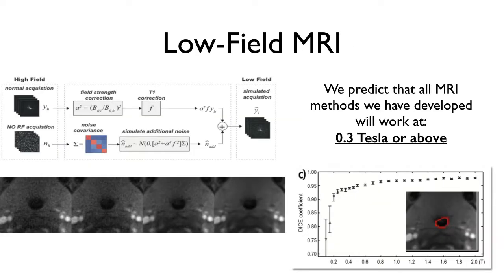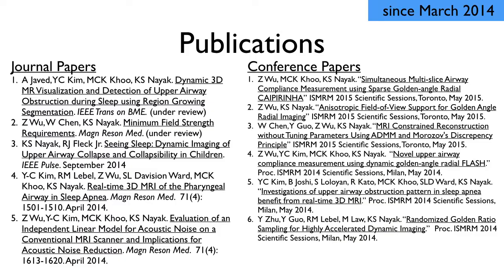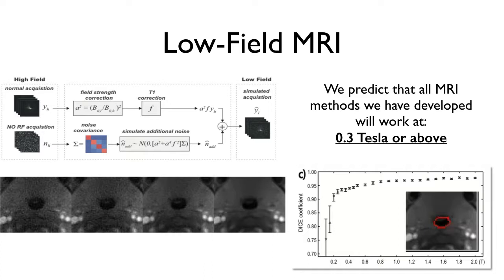Another topic we've done some work on is low field MRI. Using the funding from this grant, we started exploring whether the technology we've developed can be applied at lower field strengths, because all of our work has been on 3 Tesla high performance systems. We developed a simulation framework for predicting performance at low field, and we now believe that all of our methods that we've developed so far will work at 0.3 Tesla or above. And here I'm just showing our findings for the compliance testing.